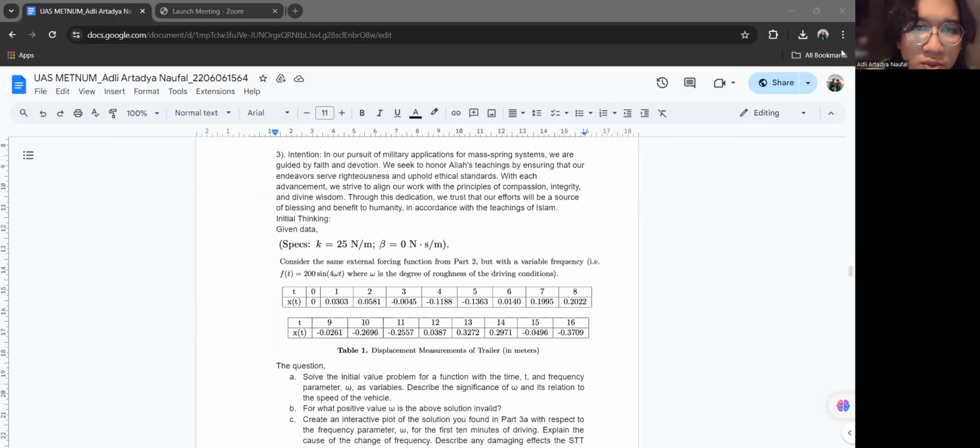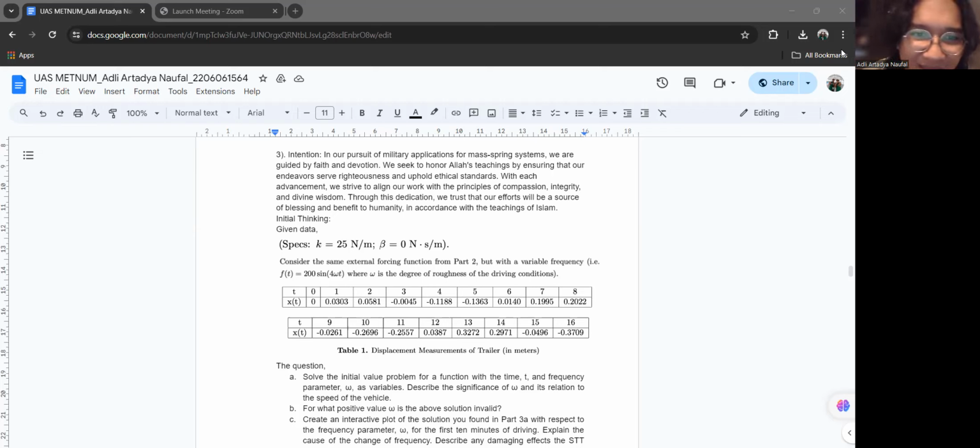And we continue to number 3. We start by, as always, intention. In our pursuit of military application for mass spring system, we are guided by faith and devotion. We seek to honor Allah's teaching by ensuring that our endeavors serve righteousness and uphold ethical standards. With each advancement, we strive to align our work with the principles of compassion, integrity, and divine wisdom. Through this dedication, we trust that our efforts will be a source of blessing and benefit to humanity in accordance with the teaching of Islam.